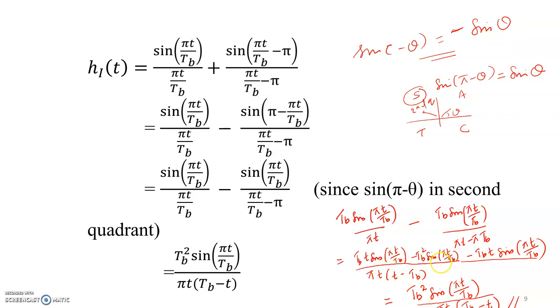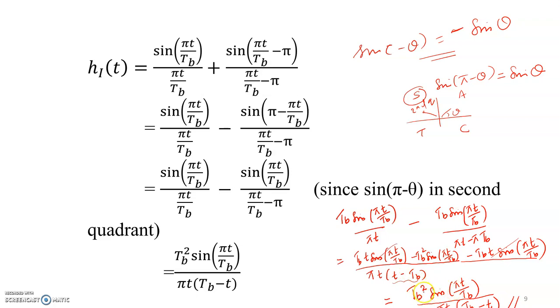Just solve for this. This Tb into sin(πt/Tb) and this one, minus Tb into t into sin(πt/Tb), will cancel out. So what is left is minus Tb² sin(πt/Tb) by the denominator. Okay, in this term you have a minus. I can remove this minus by replacing the term (t − Tb) in the denominator with (Tb − t).